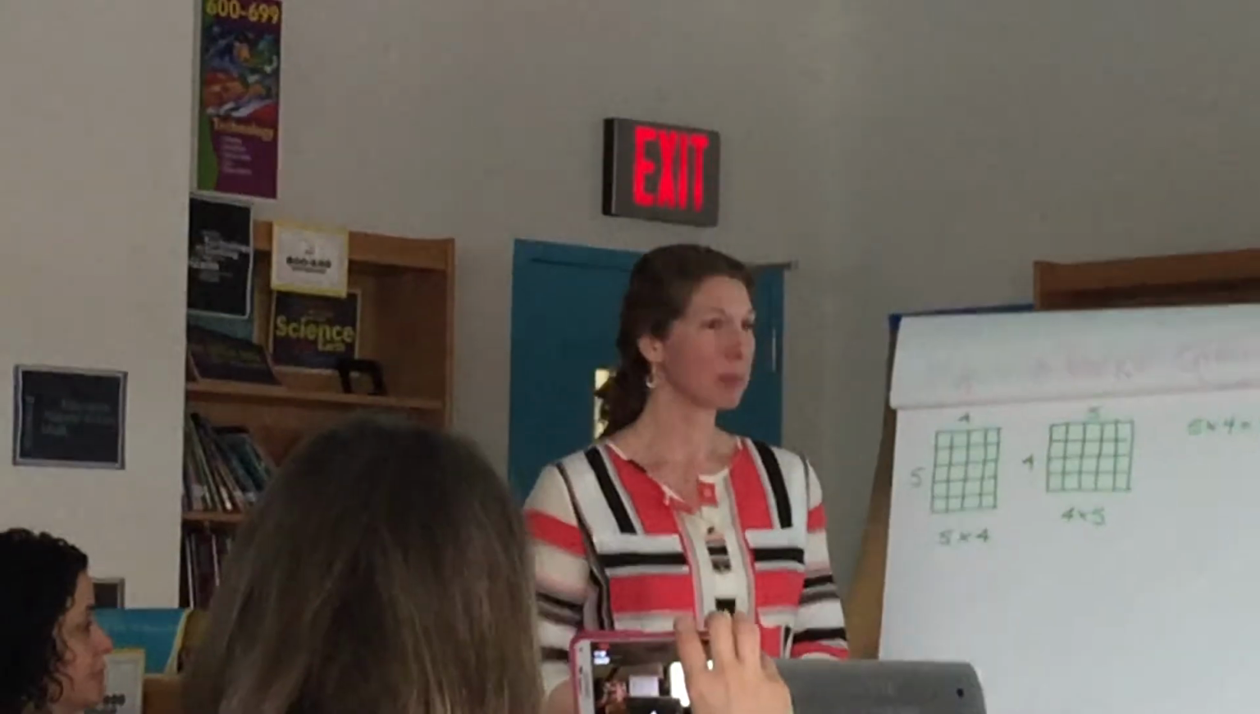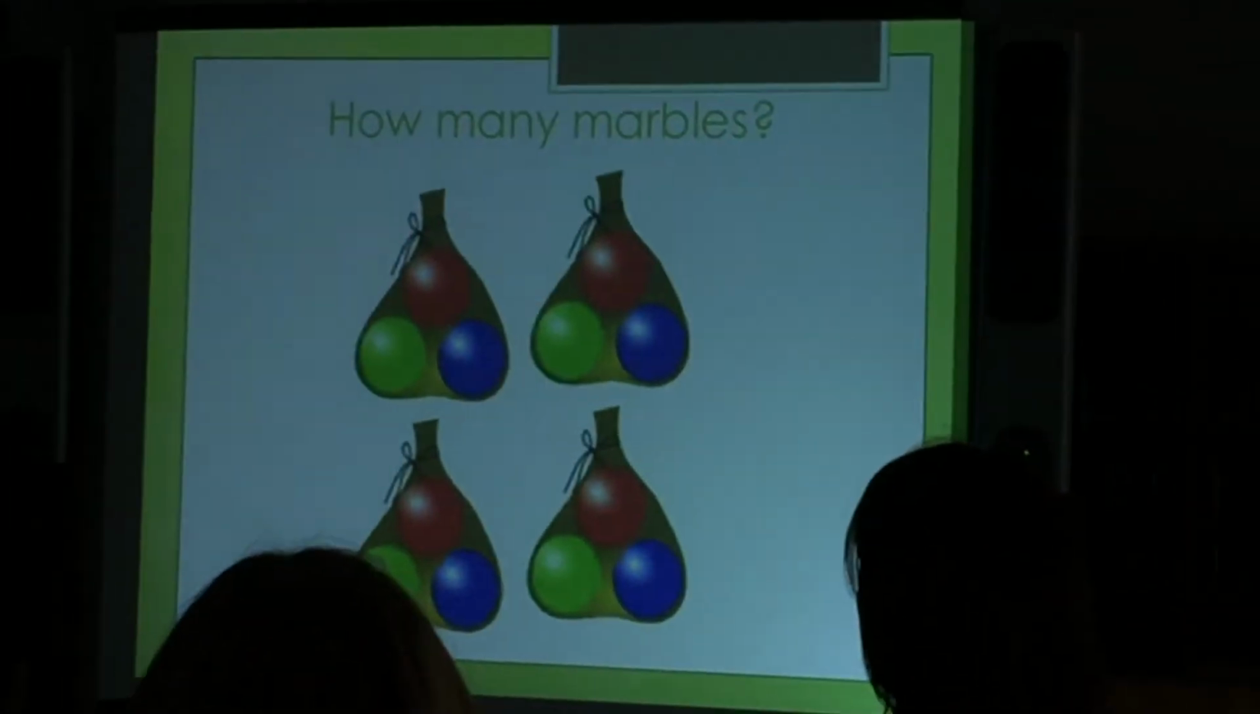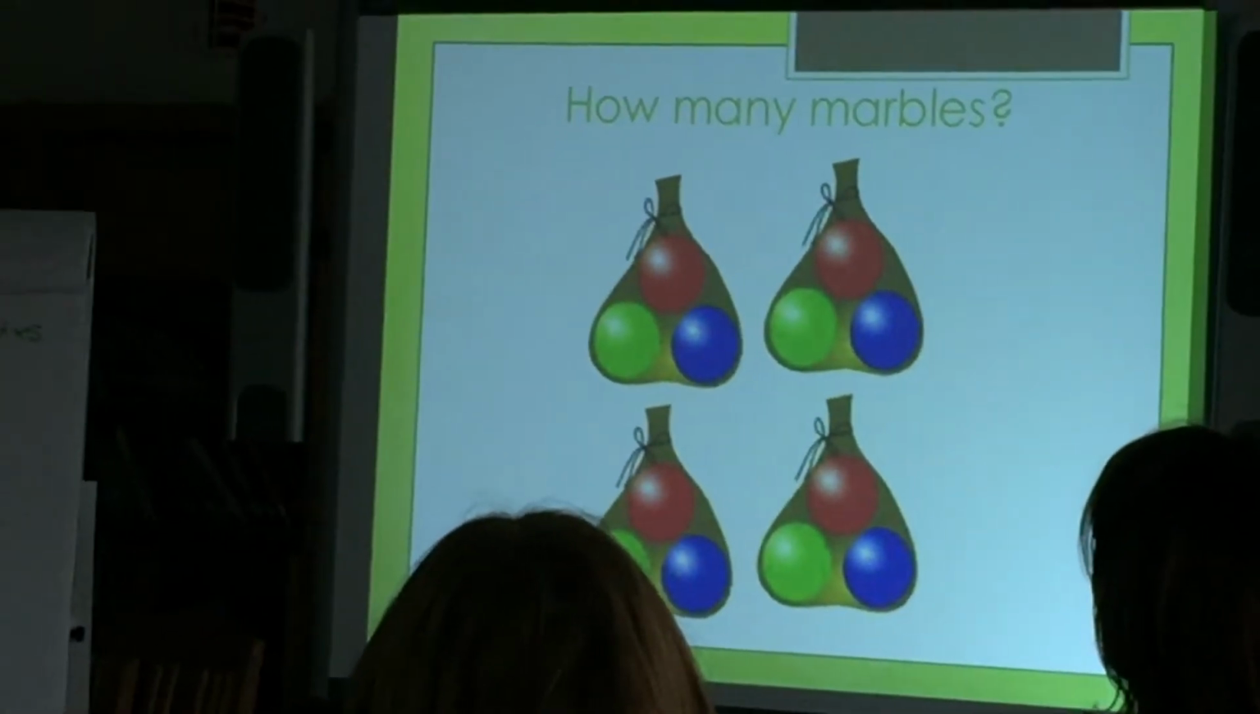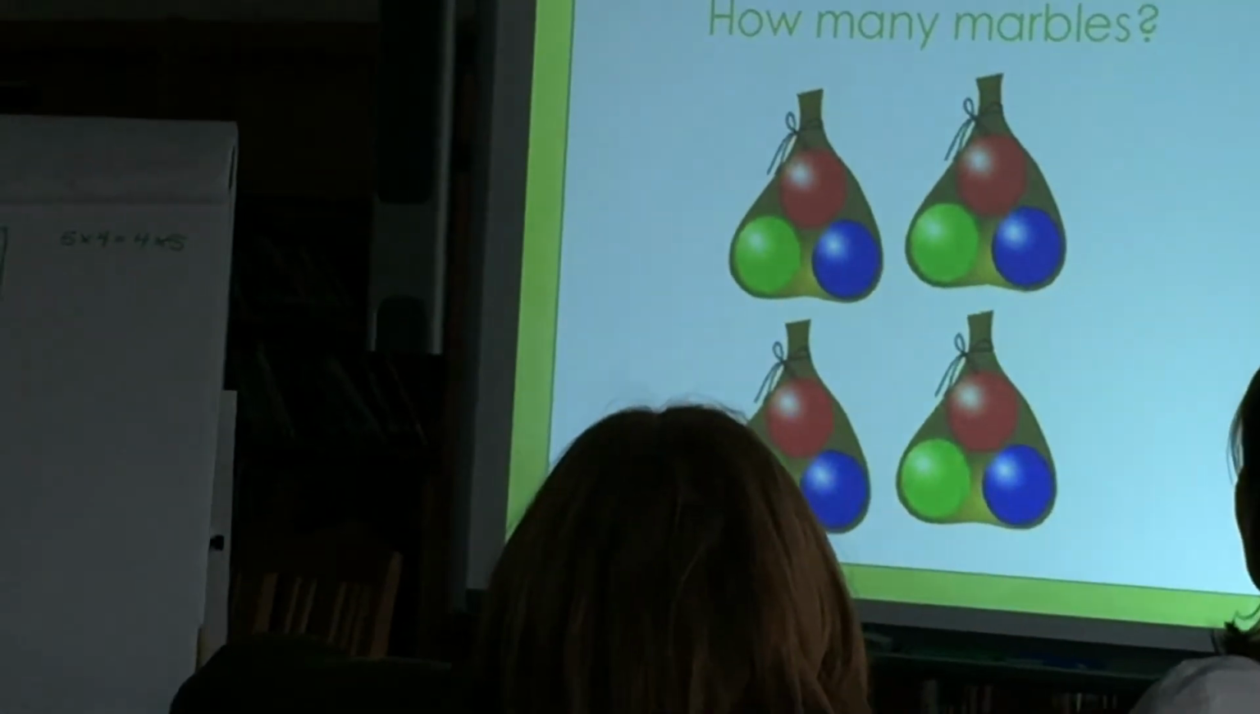But let's think about this marble situation. How would we describe these marbles? How many marbles? Sheila? I would describe it as 4 groups of 3. So, 4 groups of 3. And is 4 groups of 3 the same as 3 groups of 4? Not in this picture.